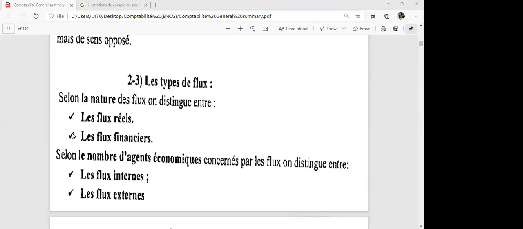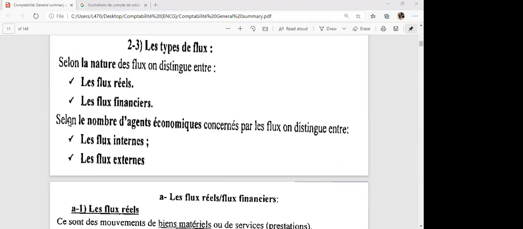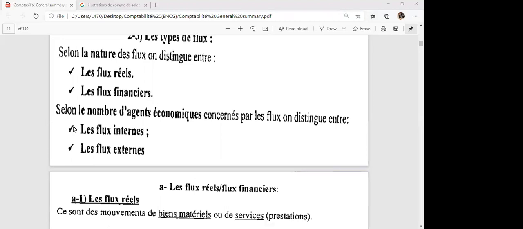So we move on to le type de flux. Selon la nature des flux, on distingue entre les flux réels et les flux financiers. Et selon le nombre d'agents économiques concernés, les flux, on distingue entre les flux internes et les flux externes. So firstly, we will look at the flux réel.